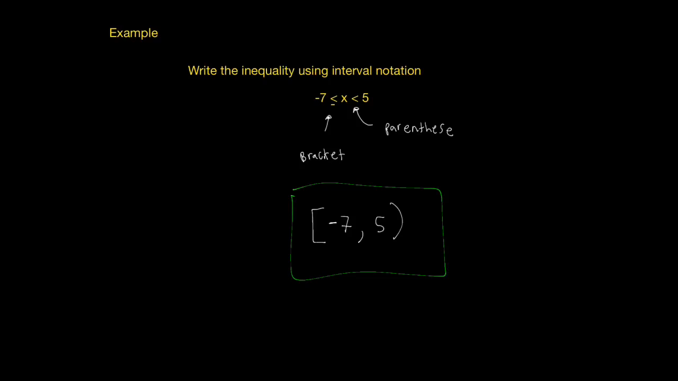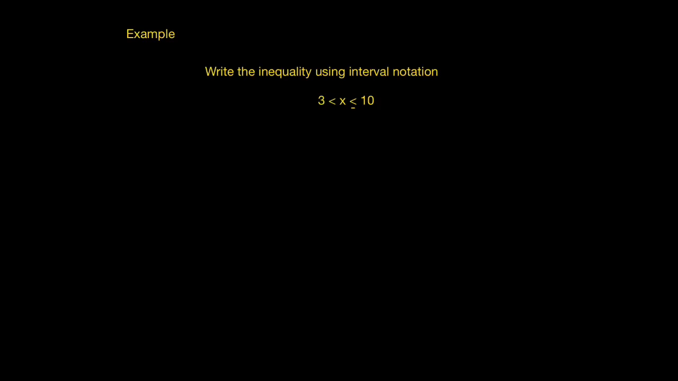Let's do this one more time. So here on the left, we see that we have a parenthesis because there's no bar below it. Here we do have the bar below, so we have a bracket. If we want to write this in interval notation, we're going to write 3, then we have 10, with a parenthesis on the left and a bracket on the right.